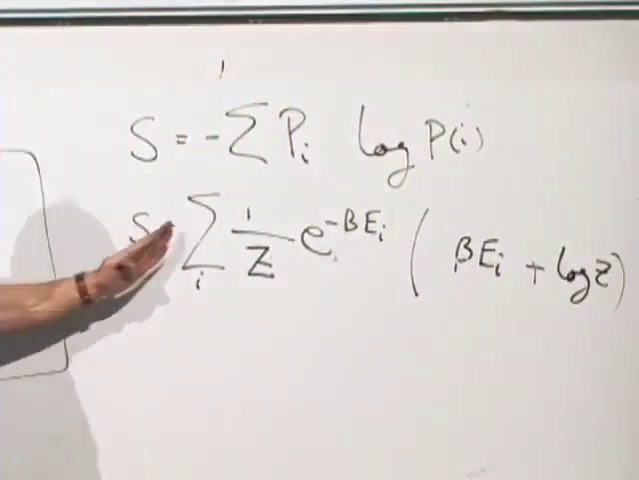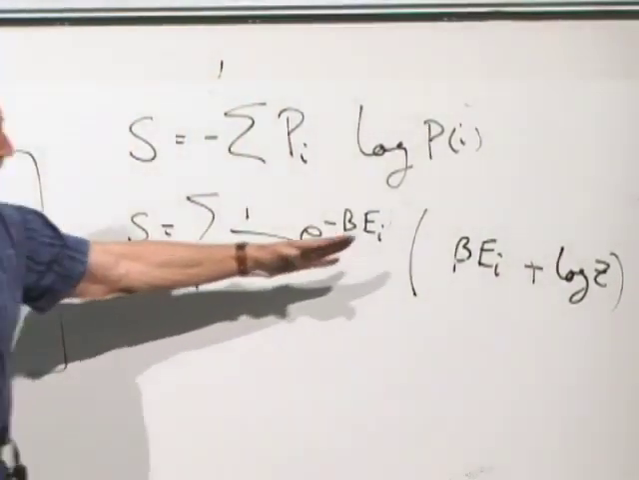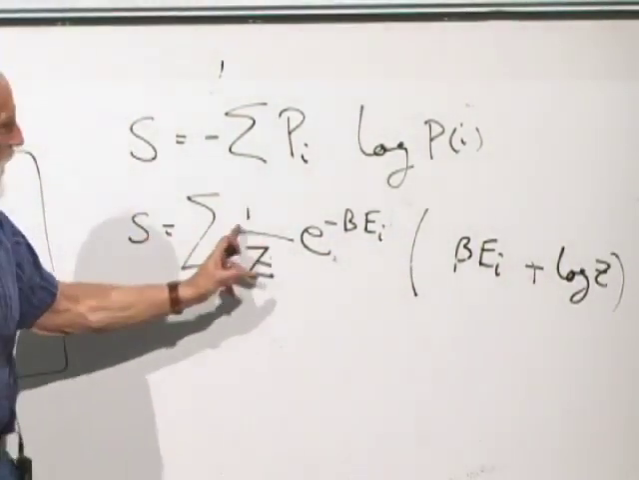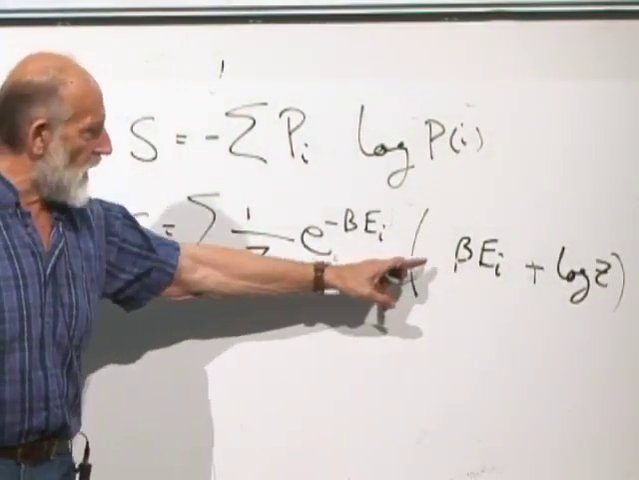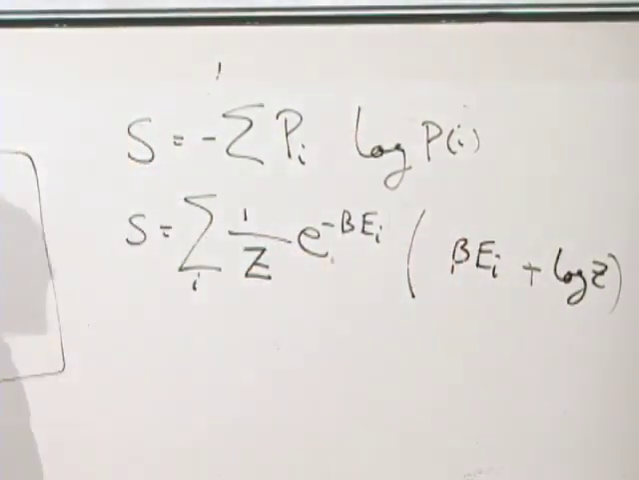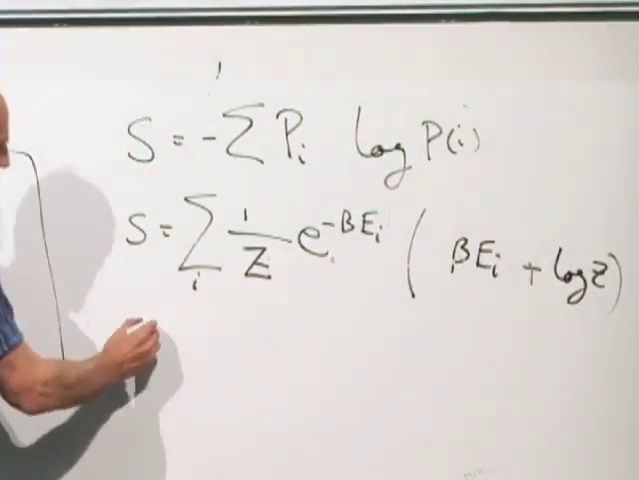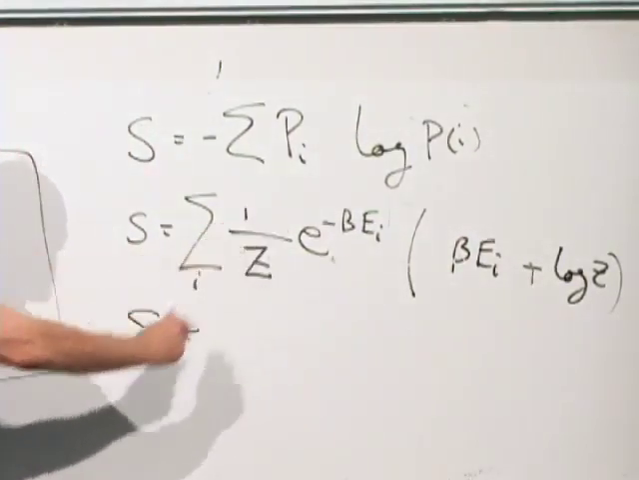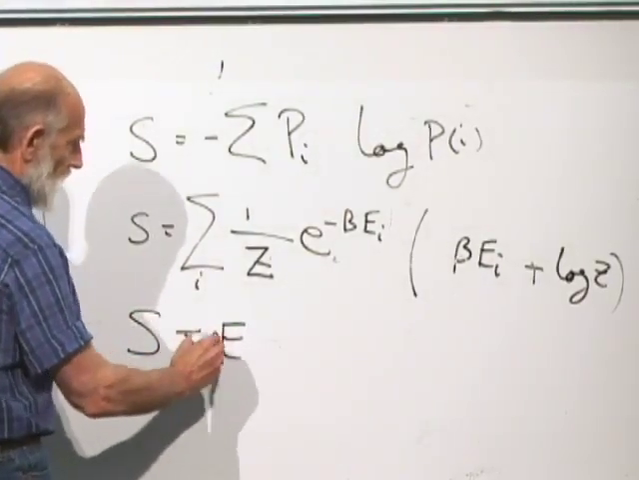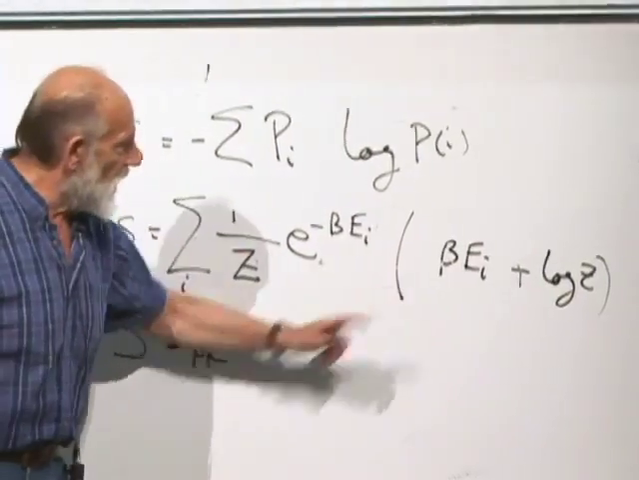I've taken the overall minus sign and the minus signs here and canceled them. Okay, what's the first term? 1 over Z e to the minus beta E sub I times beta E sub I. Suppose the beta wasn't there first. That's the average energy. So we can say that S is equal, the first term is just the average energy times beta. It's this beta over here.